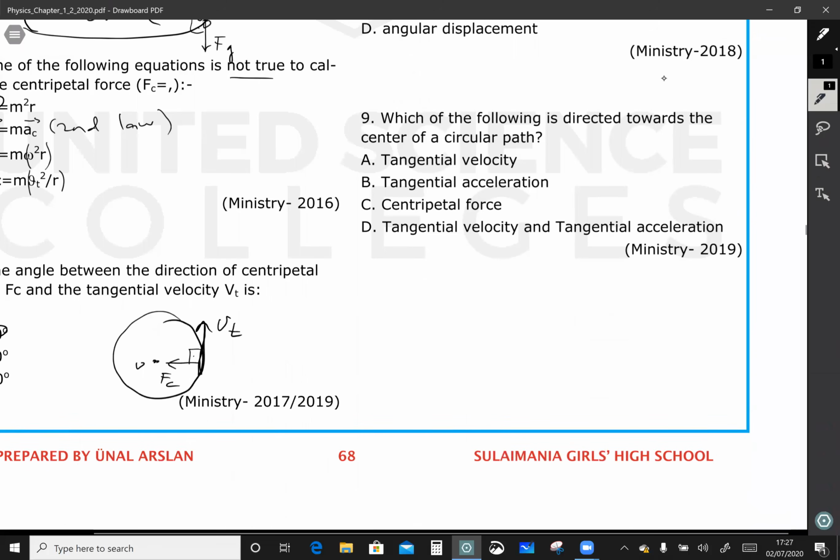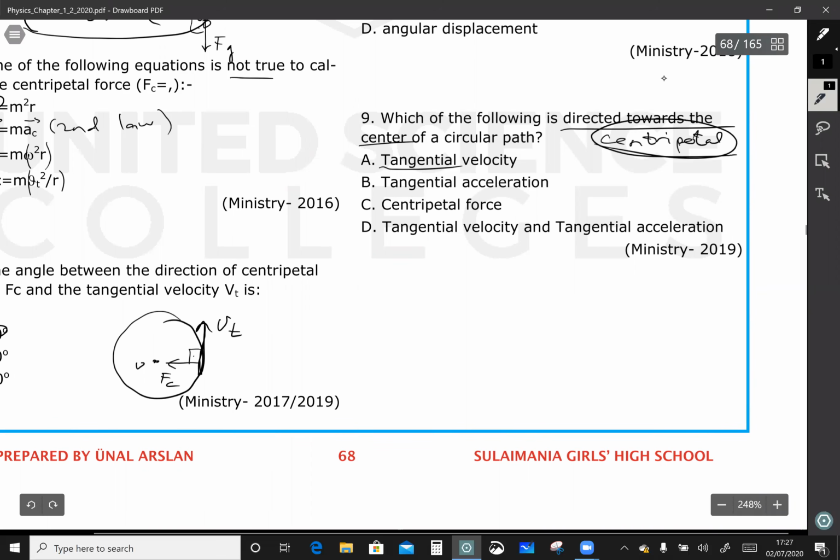Question 9: Which of the following is directed towards the center of the circular path? Directed towards the center means centripetal, so whatever is in the choices must have centripetal as a word. Tangential means along the tangent, not towards the center; tangent to the circle means perpendicular to the radius. So only centripetal force is directed toward the center.